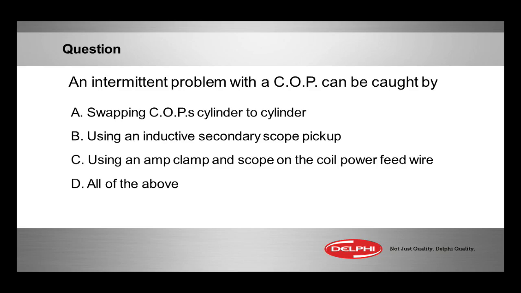And last question, an intermittent problem with a COP can be caught by doing what? Diagnostic methods here. A, swapping COPs cylinder to cylinder. B, using an inductive secondary scope pickup. Or C, using an amp clamp and a scope on the power feed wire to the coil. Or D, all of the above. Select your answer now.